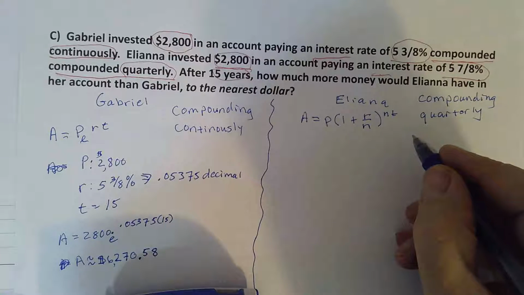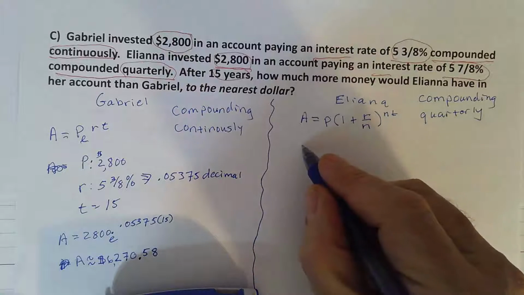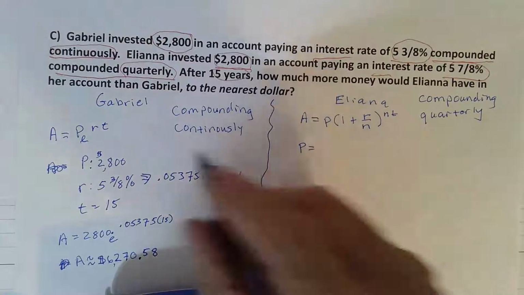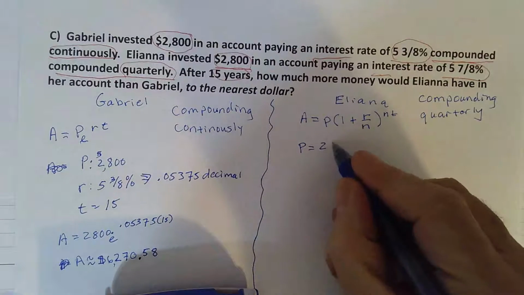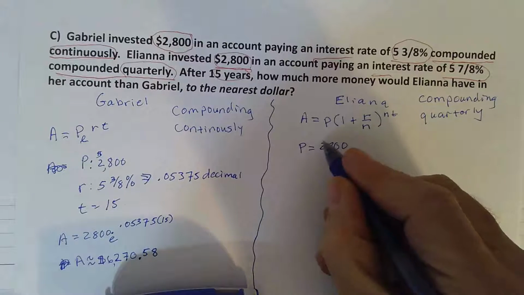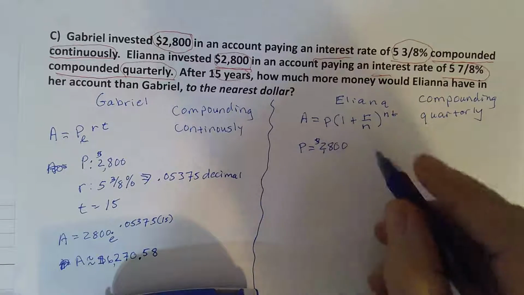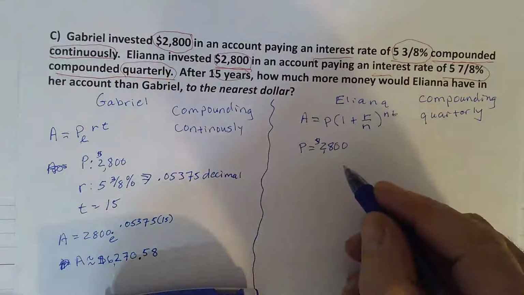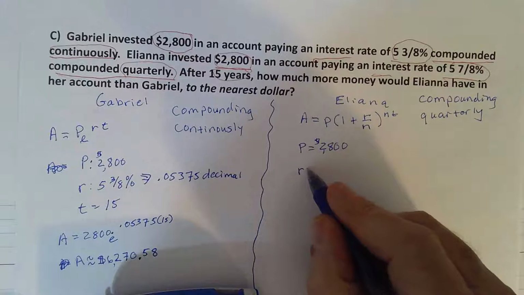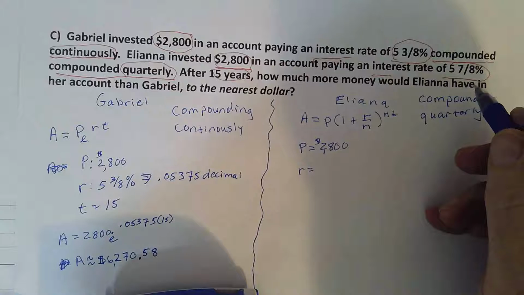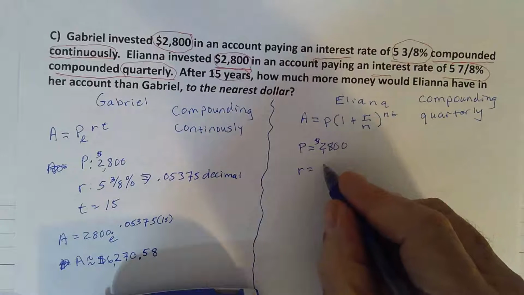Okay. All right, so in this case, P, the initial amount, is the same as it was with Gabriel. It's $2,800. They start with the same amount. And then the R is 5 7/8%.